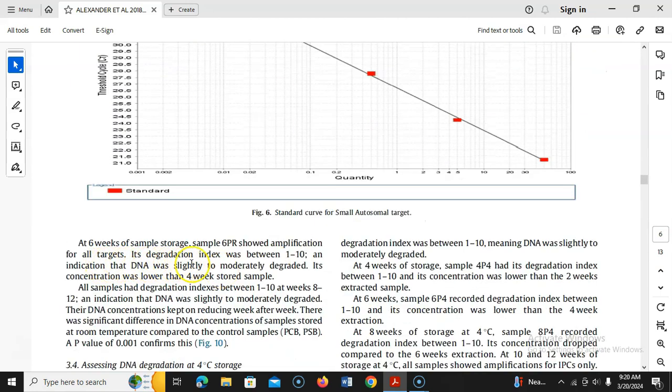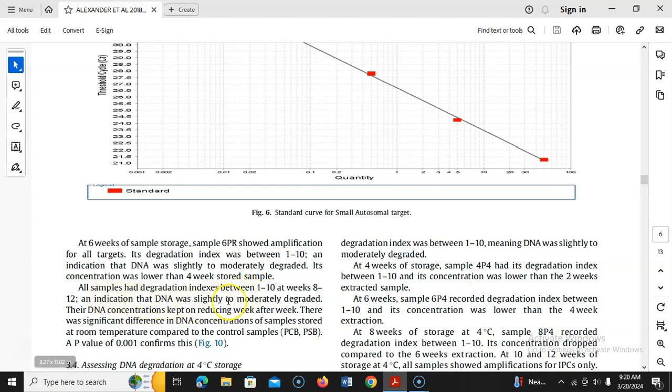At 6 weeks of sample storage, sample 6PL showed amplification for all targets. Its degradation index was between 1 to 10, an indication that DNA was slightly to moderately degraded. Its concentration was lower than the 4-week stored sample. So at this time, the concentration also started to decrease.